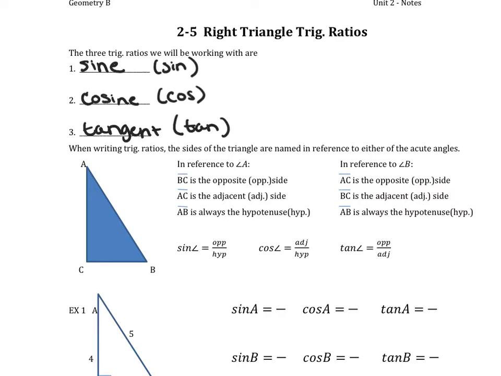When we write our trig ratios, we write it as a ratio of the sides in reference to one of the acute angles. So sine of an angle is the opposite side over the hypotenuse. Cosine of an angle is the adjacent side over the hypotenuse. And tangent of an angle is the opposite side over the adjacent side.